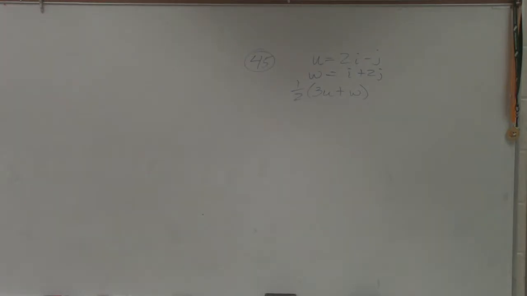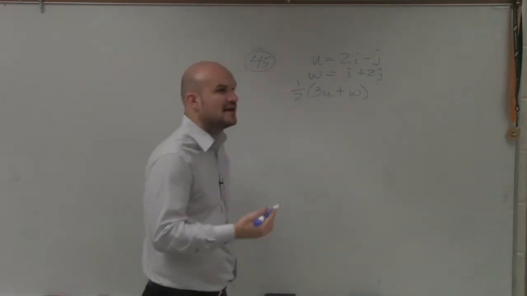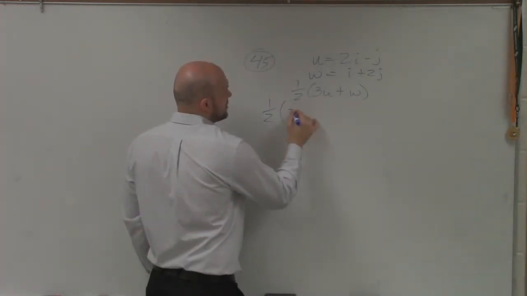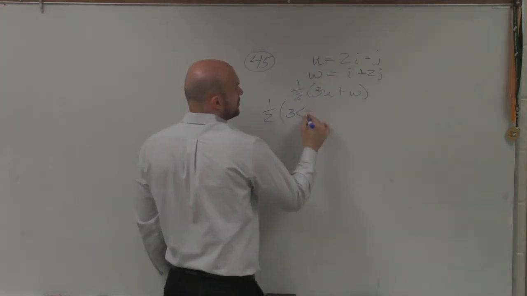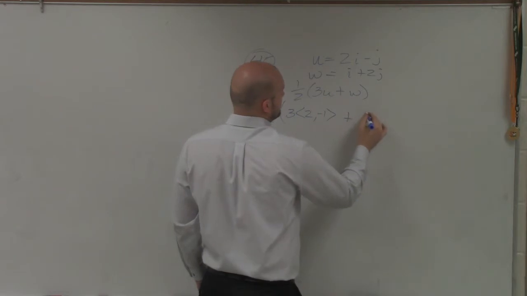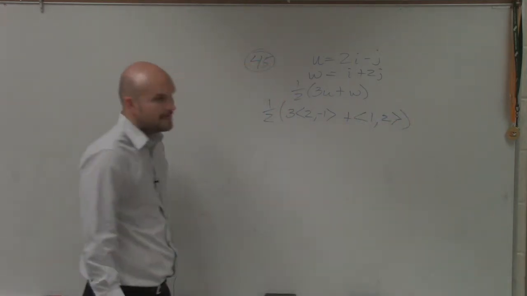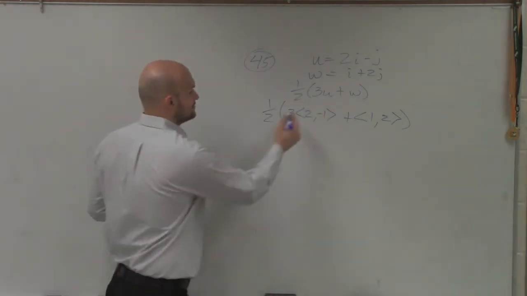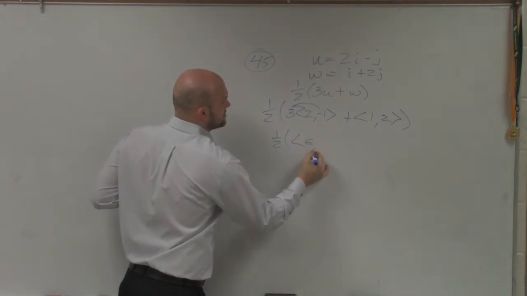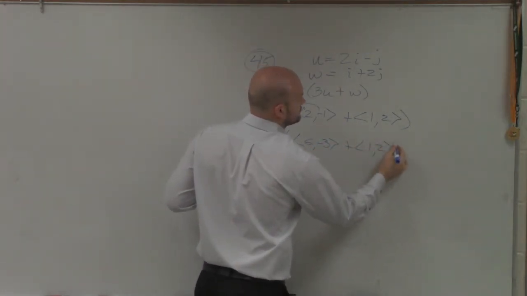All right, so again, to do a problem like this, I would apply what's in the parentheses first, and write everything in vector form. So I have 1/2 times parentheses, 3 times this in component form, which would be ⟨2, -1⟩, plus vector form ⟨1, 2⟩. Right? Now I can apply my scalar. So I have 1/2 times ⟨6, -3⟩ plus ⟨1, 2⟩.